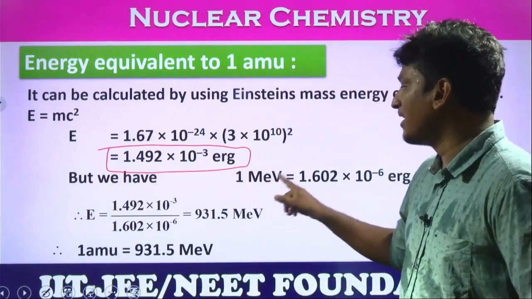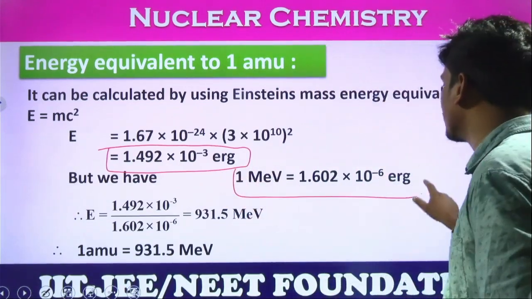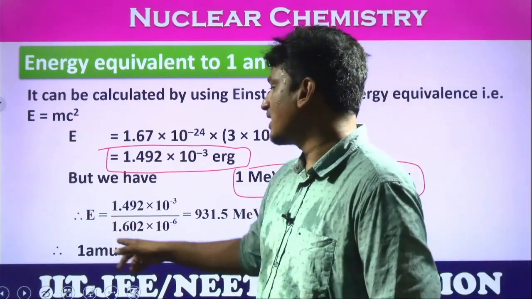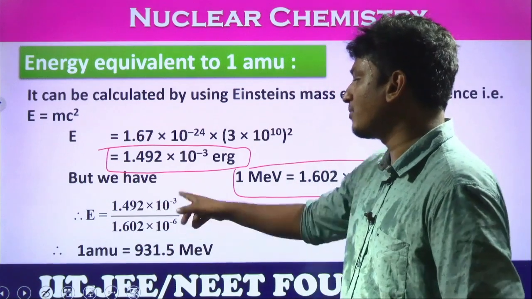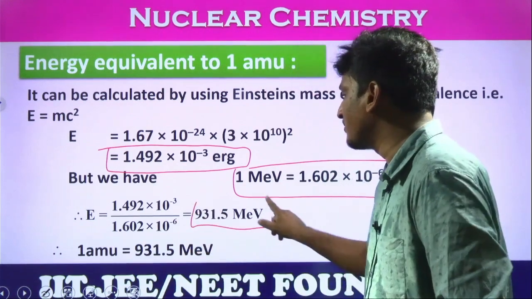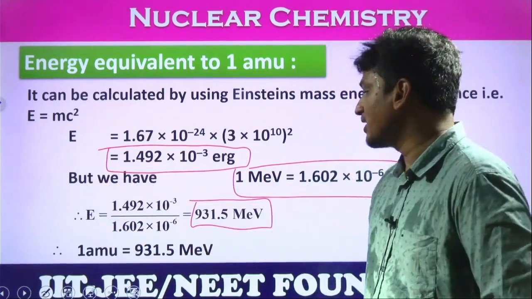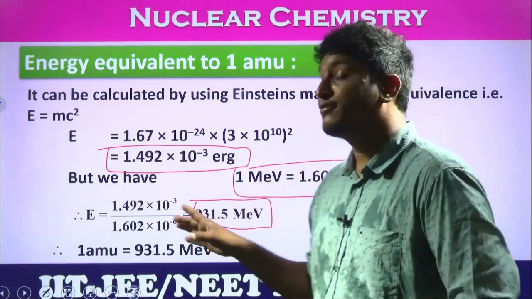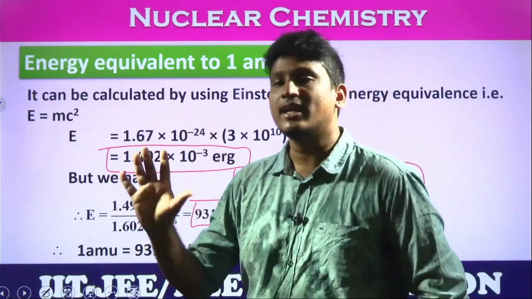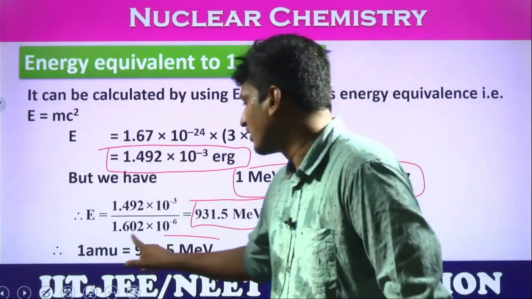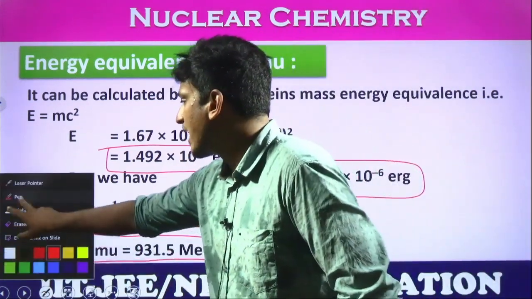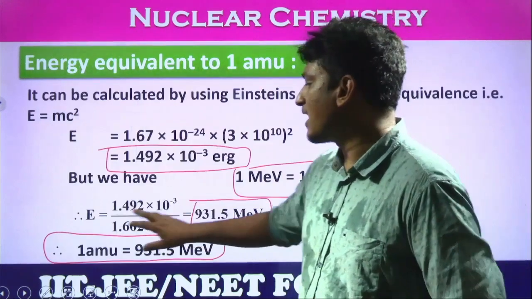So 1 million electron volt equals 1.602 into 10 to the power of minus 6 ergs. By simple cross multiplication, energy equals 1.492 into 10 to the power of minus 3 divided by 1.602 into 10 to the power of minus 6. How much are we getting, students? You can see the number: 931.5 million electron volts is the relation between AMU and energy. So 1 AMU equals 931.5 million electron volts. Got the relation between AMU and mass in grams, and 1 AMU as well as million electron volts?